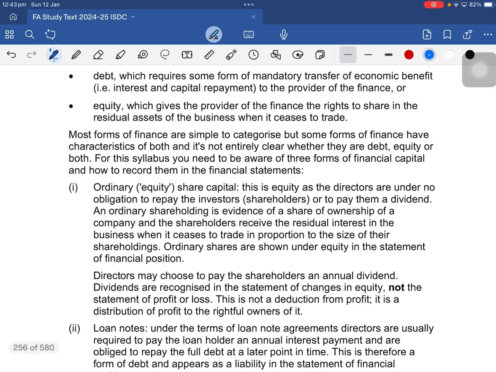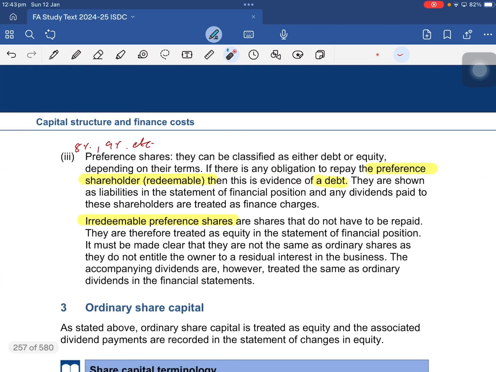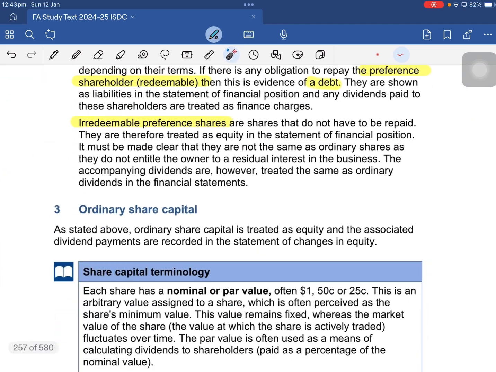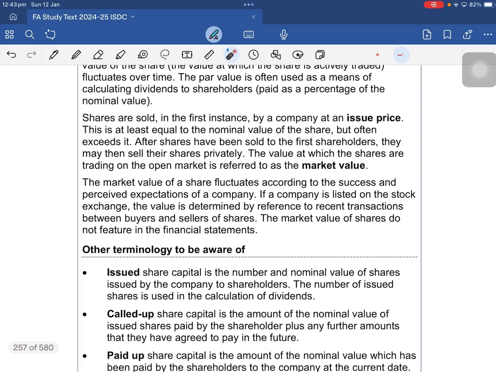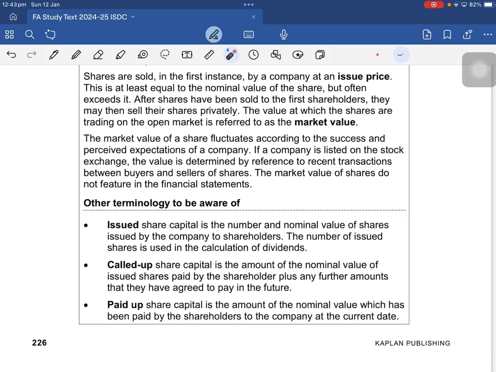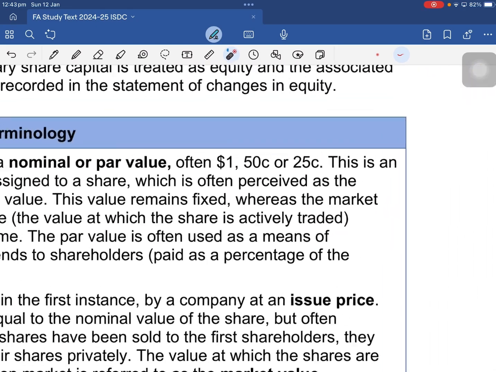So we have already discussed what ordinary share capital is. We have discussed loan notes, which are the same as shares, right? And we have discussed preference shares. Now the next topic, ordinary shares. In ordinary shares, there are different stages, so I'm going to explain the stages.